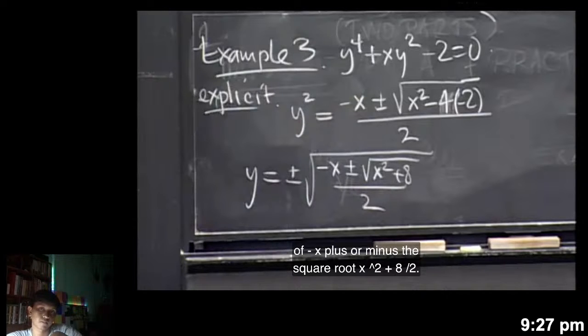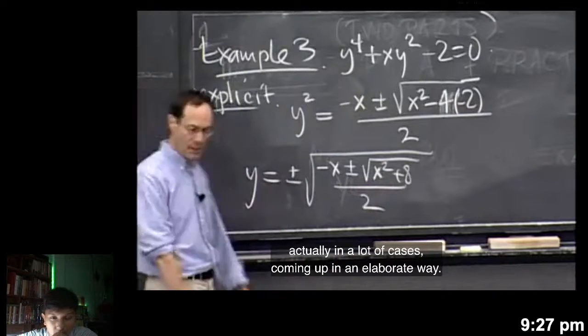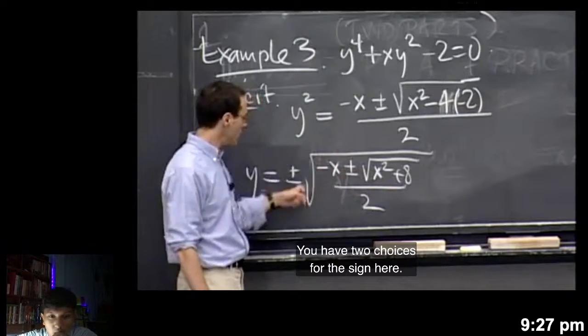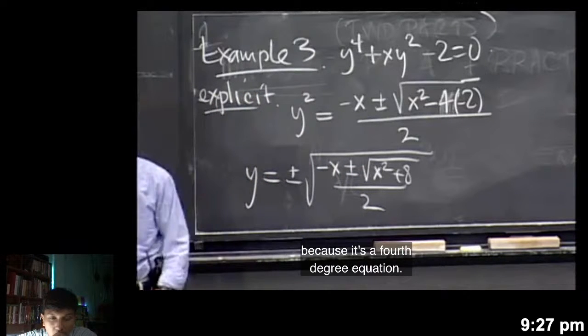So now you can see this problem of branches. This happens actually in a lot of cases. You have two choices for the sign here, you have two choices for the sign here. Conceivably, there are as many as 4 roots to this equation because it's a 4th degree equation. It's quite a mess. You would have to check each branch separately. And this really is that level of complexity.